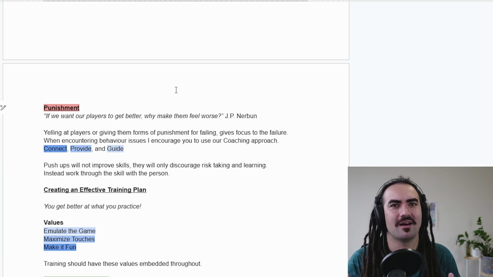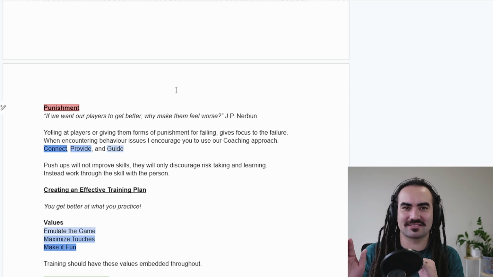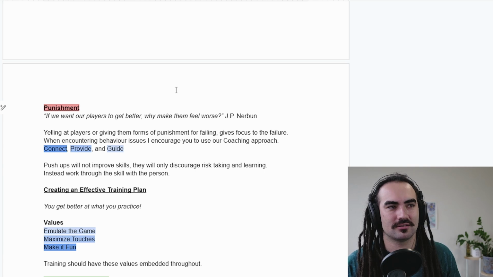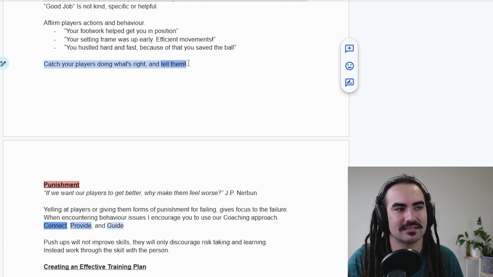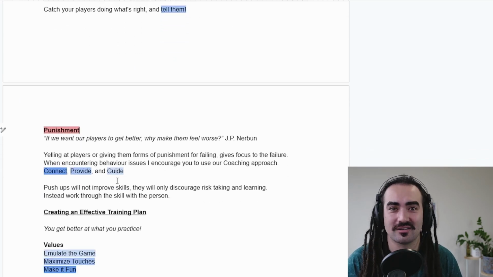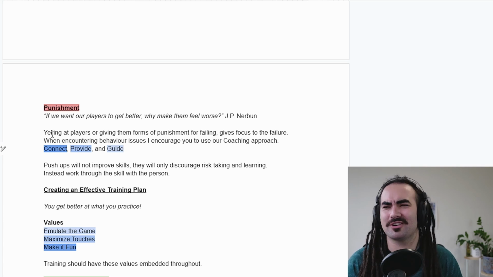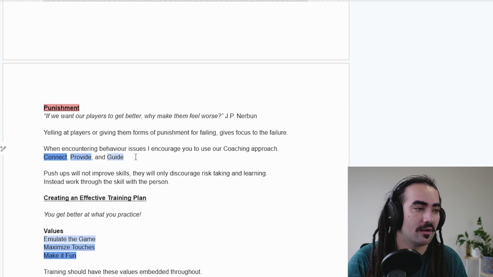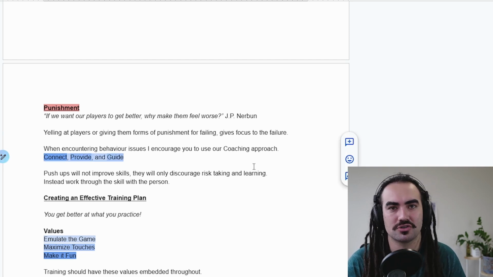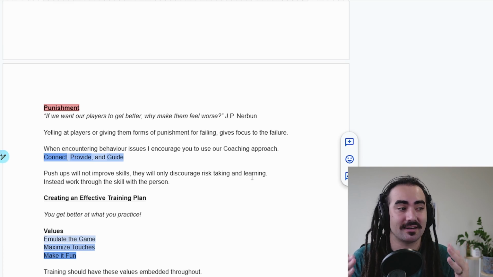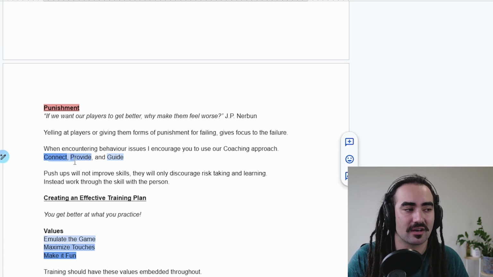Okay, we want them to be risk takers. We don't want them to avoid risks because doing push-ups is going to affirm in their head taking risks is bad. Just like I said before, catch your players doing what's right and tell them. And in this case, them failing most of the time is good. They're taking a risk. Now, some of you may think, oh, what do I do with behavior issues? What if someone's been just a bit of a butt? That comes back to Connect to Provide Guide, our coaching approach, our framework. Connect with the player and try and understand their behavior. From a teaching background, it's not about managing behavior, it's about understanding behavior. You can only understand if you connect with the person.